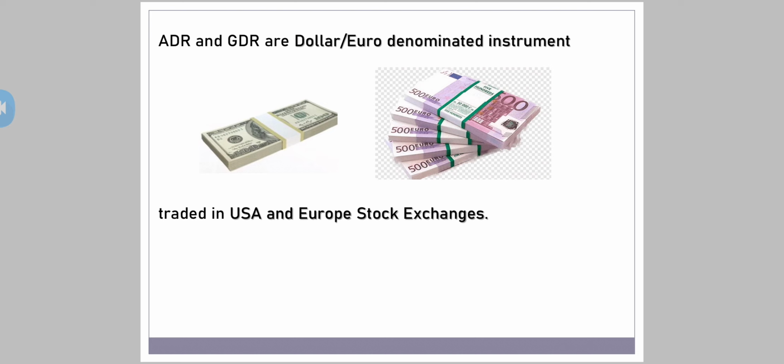Now see, ADR and GDR are dollar or euro denominated instruments. Now these receipts are traded either in dollar or euro if traded in USA and Europe stock exchanges. If you are trading in American Depository Receipt, that is, if you are trading in USA, you will be dealing in dollars. Or if you are trading in Global Depository Receipt, if you are trading in Europe, it will be dealt in euro, that is the currency of that country.